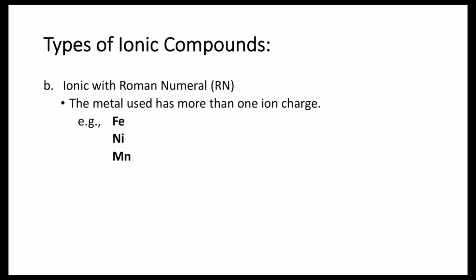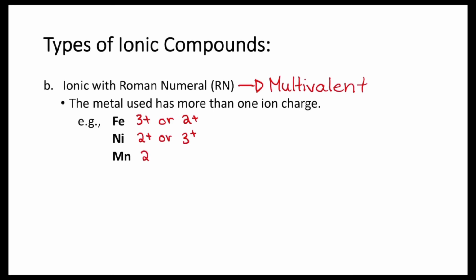The next type is ionic with Roman numerals, and this is also called multivalent. This is what I mentioned, I believe, in our previous lesson. Essentially, the metals have more than 1 ion charge. If we check iron on the periodic table, for example, iron has a 3+ or a 2+ charge. Nickel has a 2+ or 3+ charge. And manganese has a 2+, 3+, or a 4+ charge.